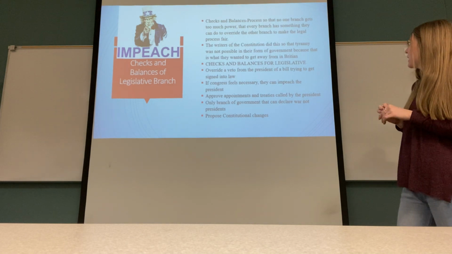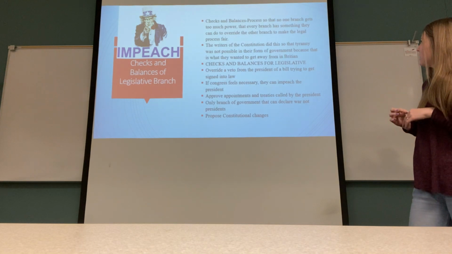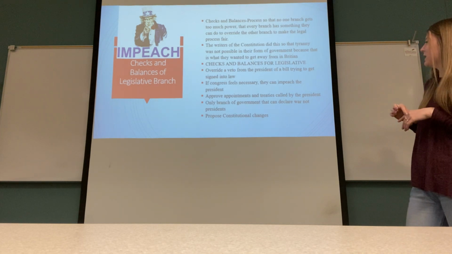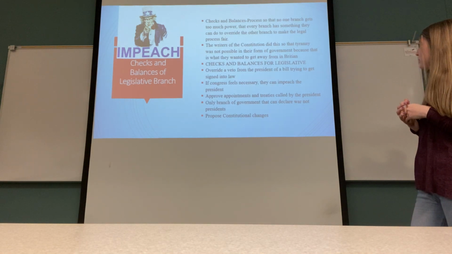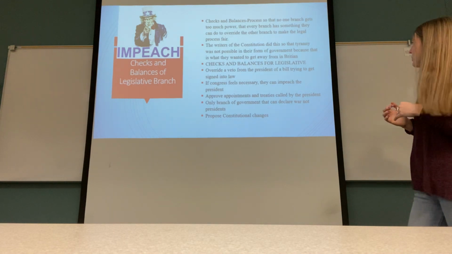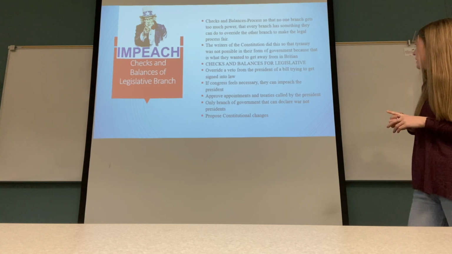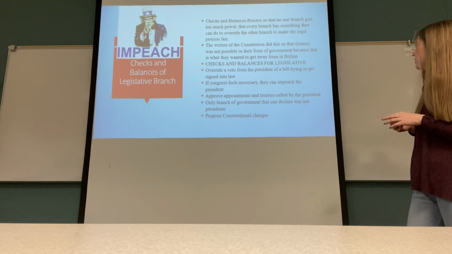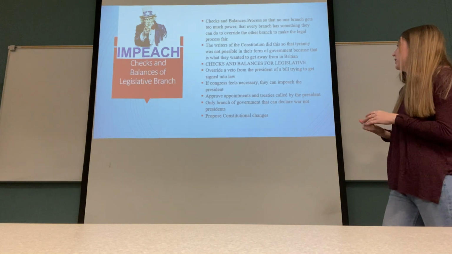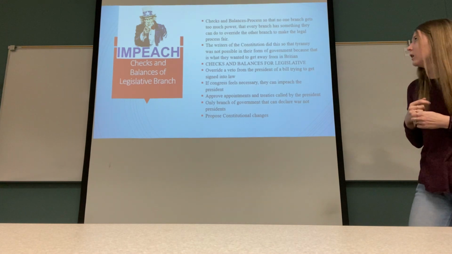Specific examples of checks and balances are that Congress can override a veto from the president of a bill trying to get signed into law. If Congress feels it is necessary, they can also impeach the president, which has only happened 2 times. They can also approve appointments and treaties called by the president, and they are the only branch of government that can declare war, which some people think is the president, but it's actually not. And they also propose constitutional changes.